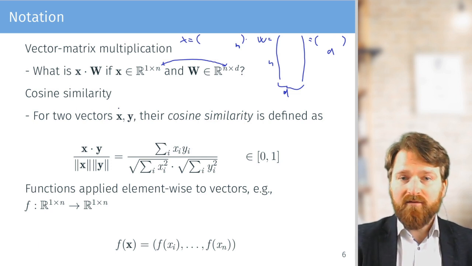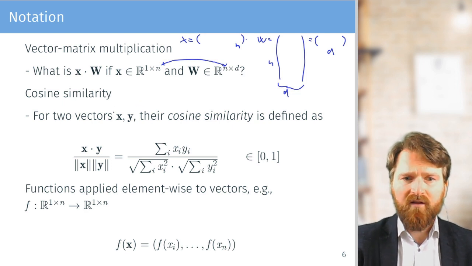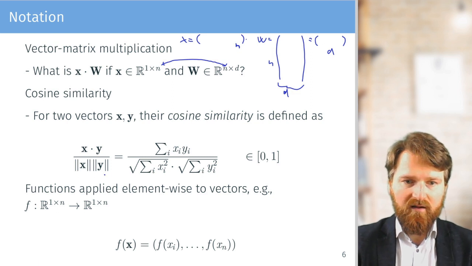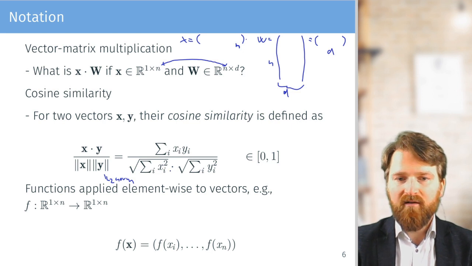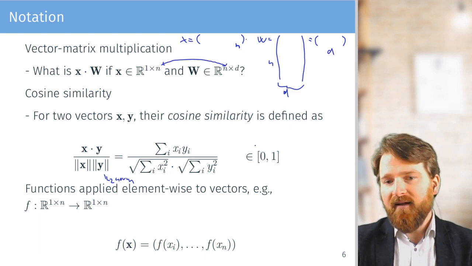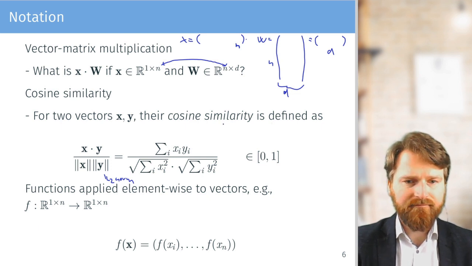Cosine similarity, also helpful in machine learning, is the similarity of two vectors, and it's computed as follows. We take the dot product and we normalize it by the product of their norms. So L2 norm, or Euclidean norm, is the square root of the sum of the squares of all the items. So the cosine similarity is in the interval 0 to 1.